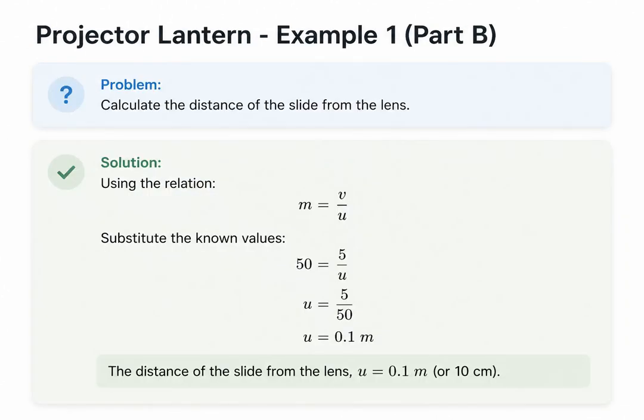For the second part of the problem, we need to calculate the distance of the slide from the lens, which is our object distance, u. We already know the magnification is 50, and the image distance, v, is 5 meters. Using the simple relation m equals v over u, we substitute our values to get 50 equals 5 over u. Solving for u gives us 0.1 meters. Therefore, the slide must be placed exactly 10 centimeters from the projection lens.